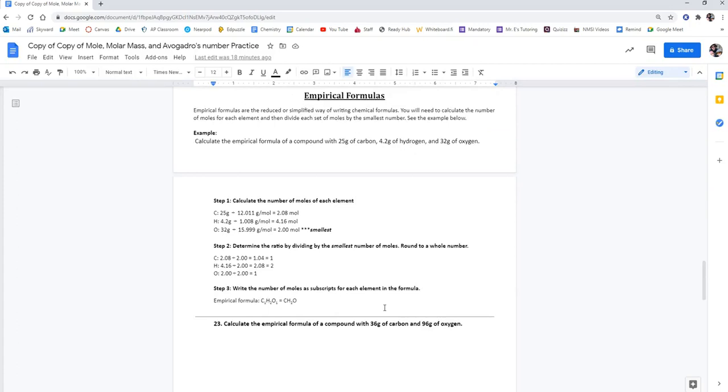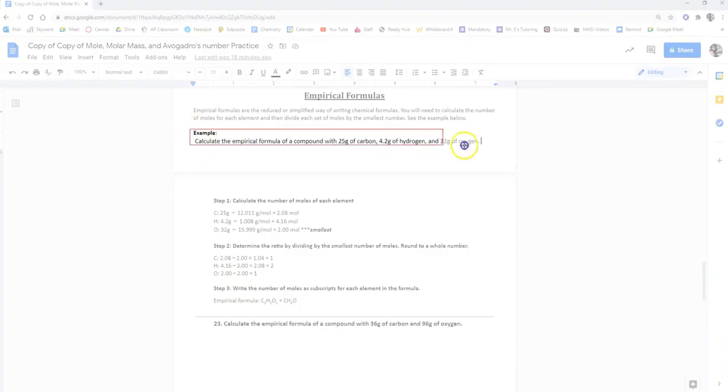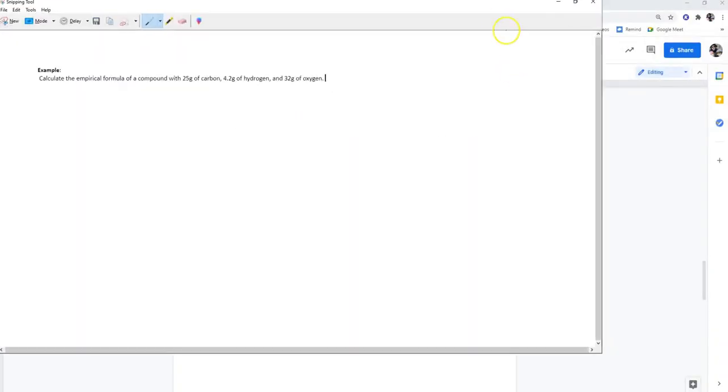All right, empirical formulas. Here's an example that is done for you. I'm going to just work out that example, and then I'll leave this one for you guys to do. So this example here, I'll do on the board. Now my camera's back. That's weird. I disappeared.